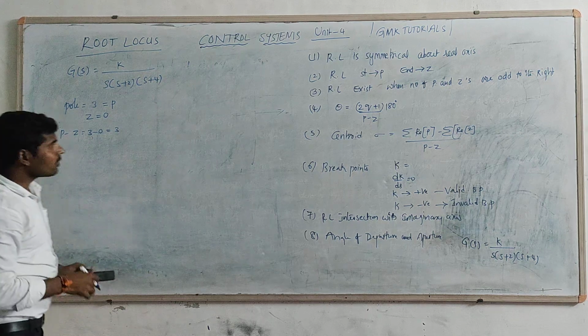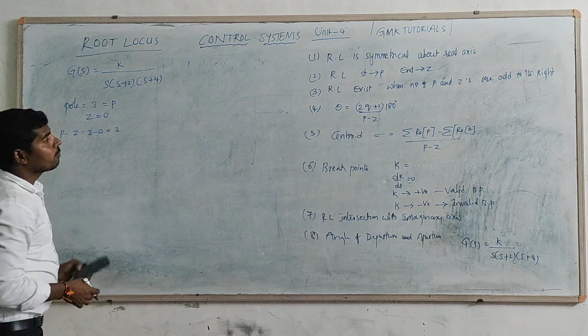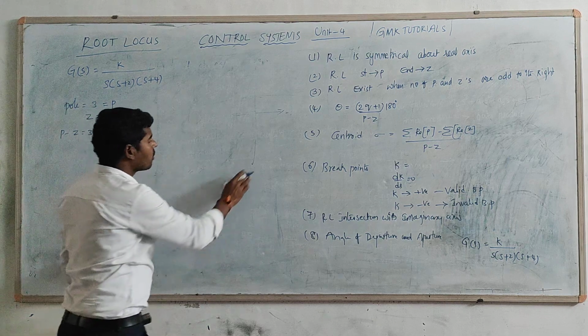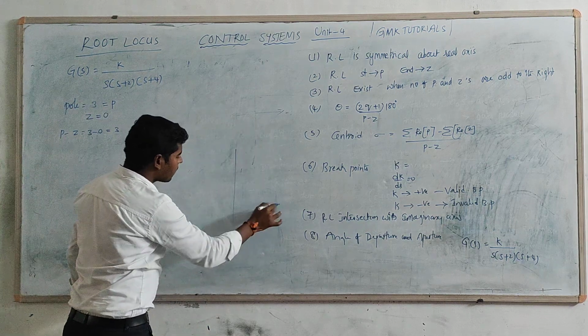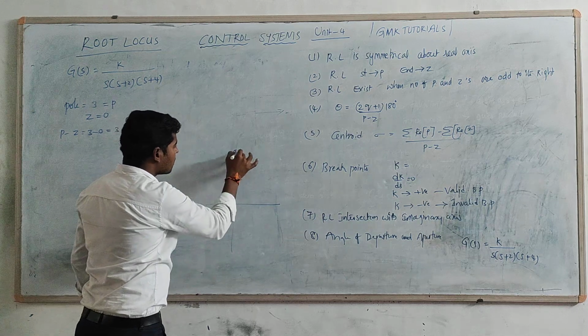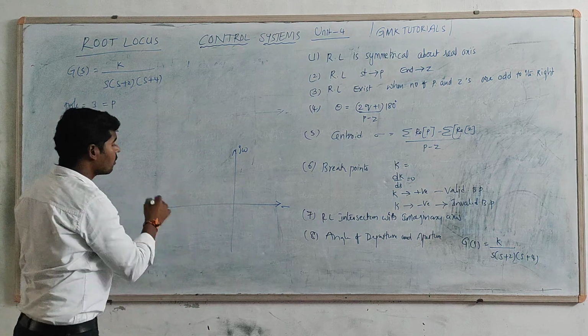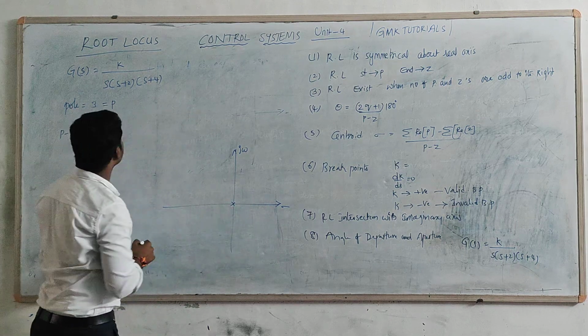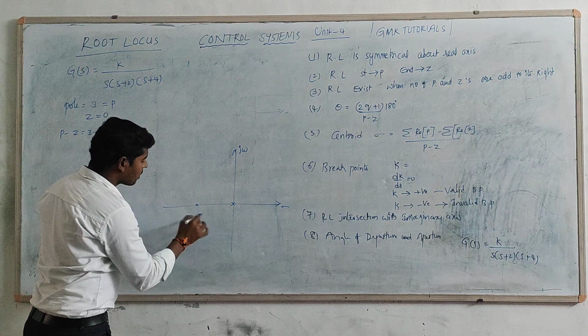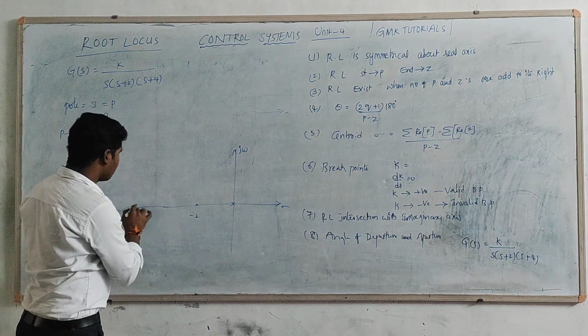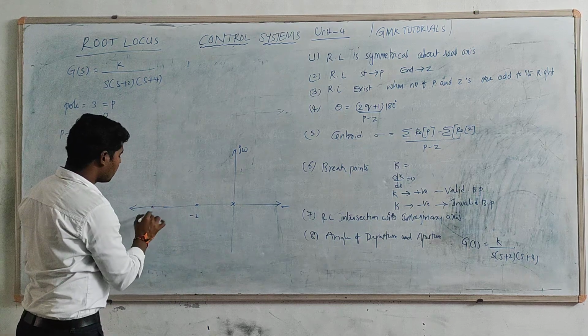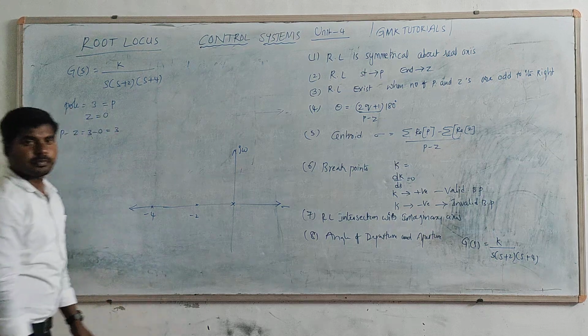Now, from the rough plot point of view, first of all you have to draw your rough plot, then only will it give some idea. So, j omega and sigma axes. What are the poles now? Poles exist at s is equal to 0 as one point, s is equal to minus 2 as another point, and s is equal to minus 4 as one more point.